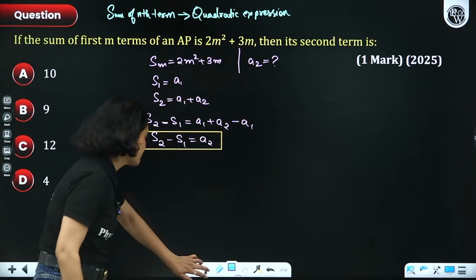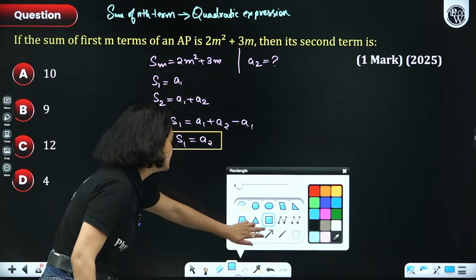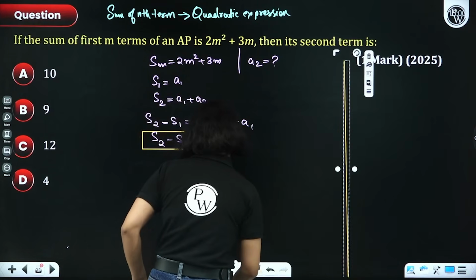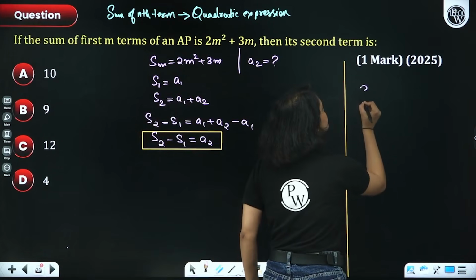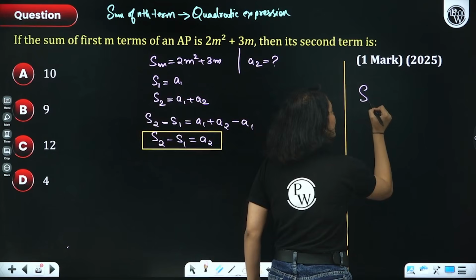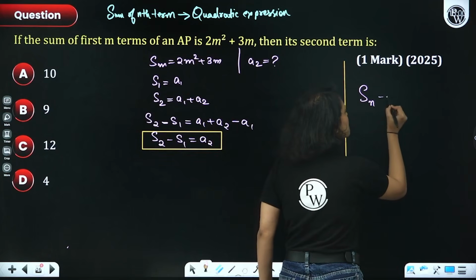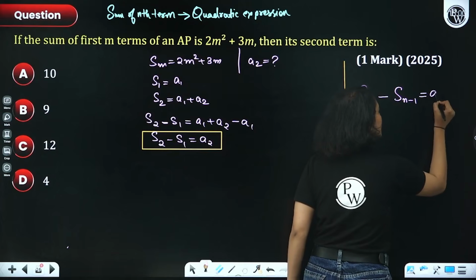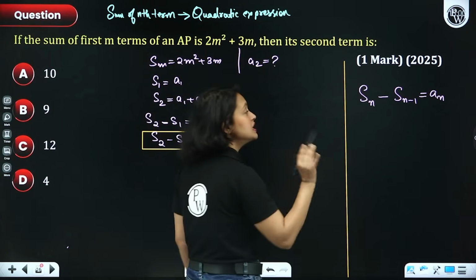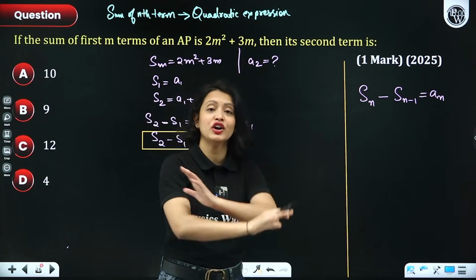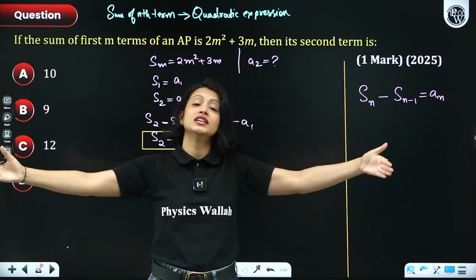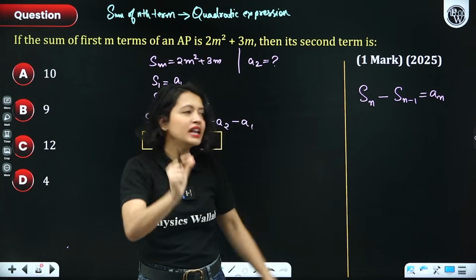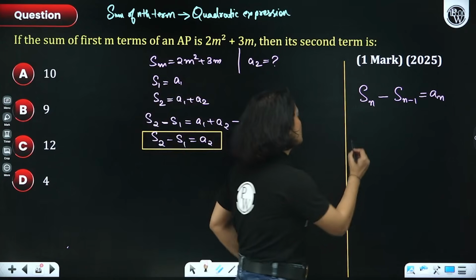In fact, guys, very important. I'll write it here, you people also note it down. Remember, the sum of n terms minus the sum of n minus 1 terms would always give you the nth term of the AP. This is super duper important. Matlab, if you take the sum of n terms and subtract the sum of n minus 1 terms, the only term remaining would be the nth term. You can check it.